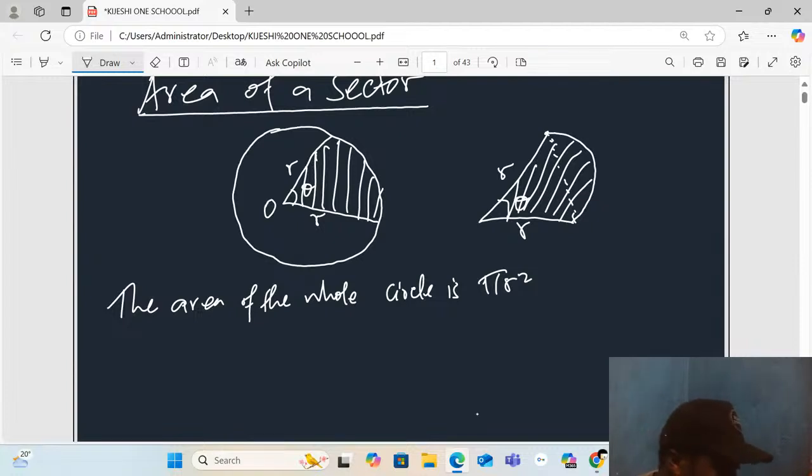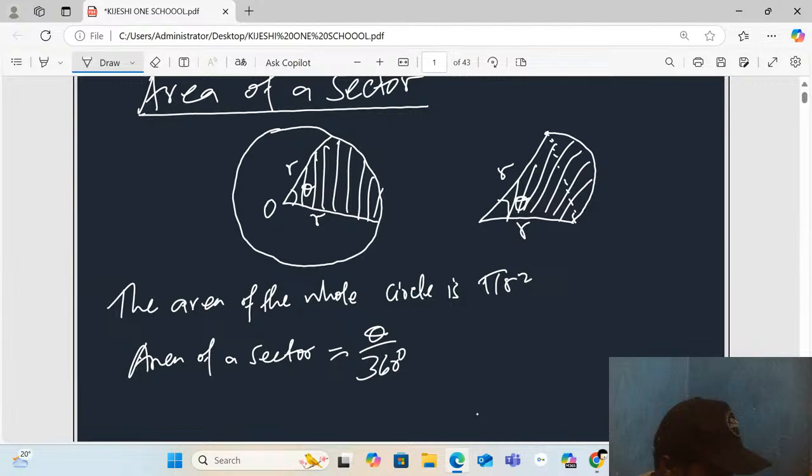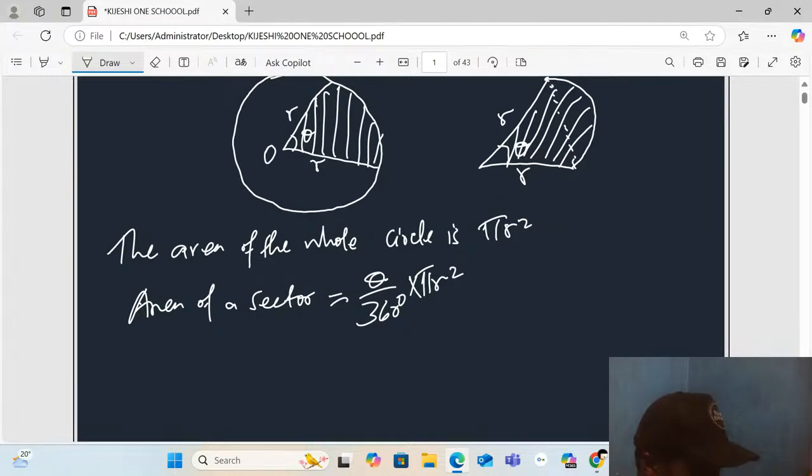Now to find the area of a sector, we take the angle theta, divided by 360 degrees, times pi r squared. That is the area of a sector. Divided by 360 degrees, then we multiply by pi r squared. So we can look at one example, 2 or 3 on the same.